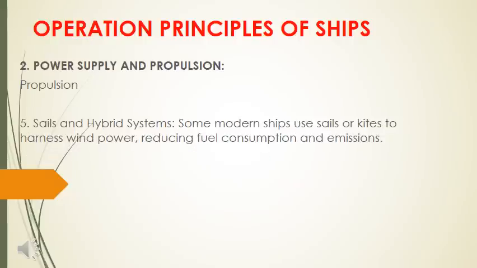Sails and hybrid systems. There are some modern ships that make use of sails or kites to harness wind power, reducing fuel consumption and emissions.